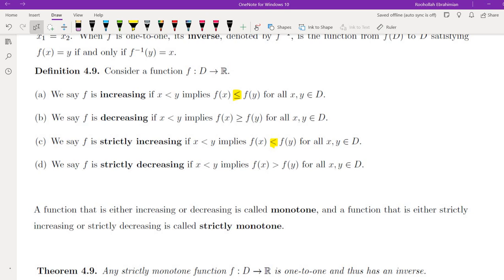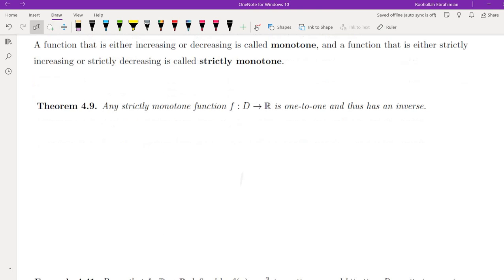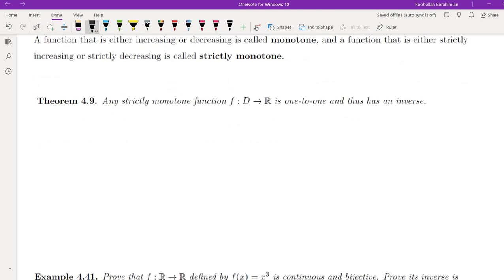However, note that here we are dealing with real numbers, and we cannot just check f of x is less than f of x plus 1. This is one of the common errors that I see. When students try to show f is increasing, they show f of x is less than or equal to f of x plus 1, which doesn't necessarily imply that the function is increasing. You will have to show that if x is less than y, then f of x is less than or equal to f of y in order to show a function is increasing.